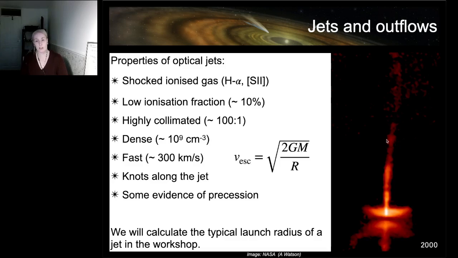Herbig-Haro 30 is actually quite a good example of quite a collimated jet, but some of these objects also have some evidence of precession. So going like this, meaning that they have a wiggly jet, and you actually saw that in the embedded object that I showed you a few slides ago.